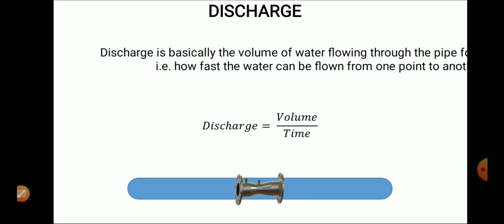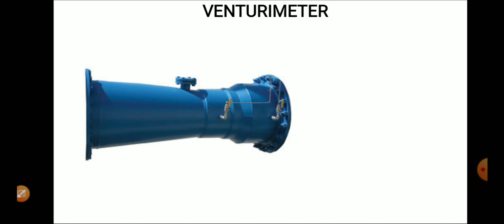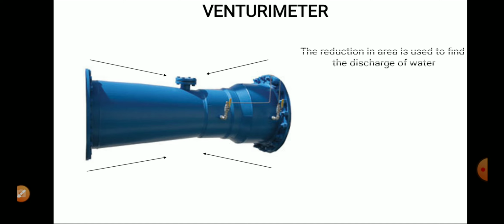So, to measure the discharge, we need a special device which is to be fit in between the flow of pipe. So, this is how Venturi meter looks like. It has a shape of reduction in area. This reduction in area is used to find the discharge of water. To understand this, we need to understand the principle of Bernoulli theorem.